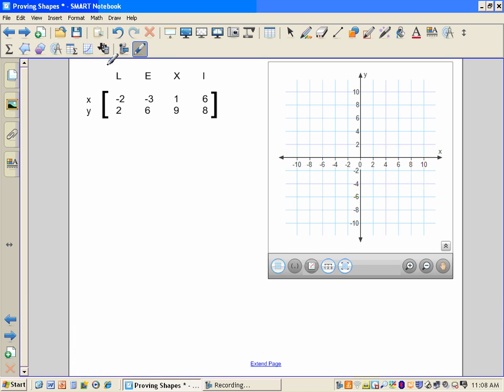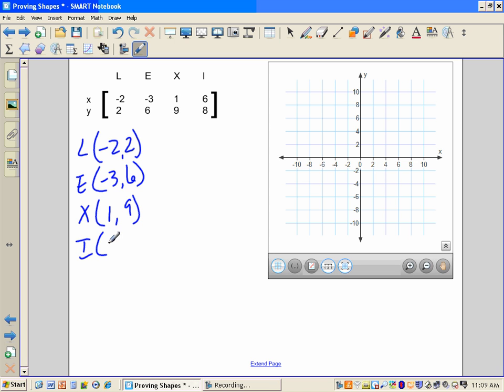One more example. This is an example I wanted to show you. Your X and Y are in a matrix, but that just means that for L, the X is negative 2 and the Y is 2. And E, your X is negative 3 and your Y is 6. And X, your X is 1 and your Y is 9. And I, your X is 6 and your Y is 8. You don't have to rewrite them like this. I just wanted to show you that sometimes it's more efficient to put your coordinate points in this matrix form.